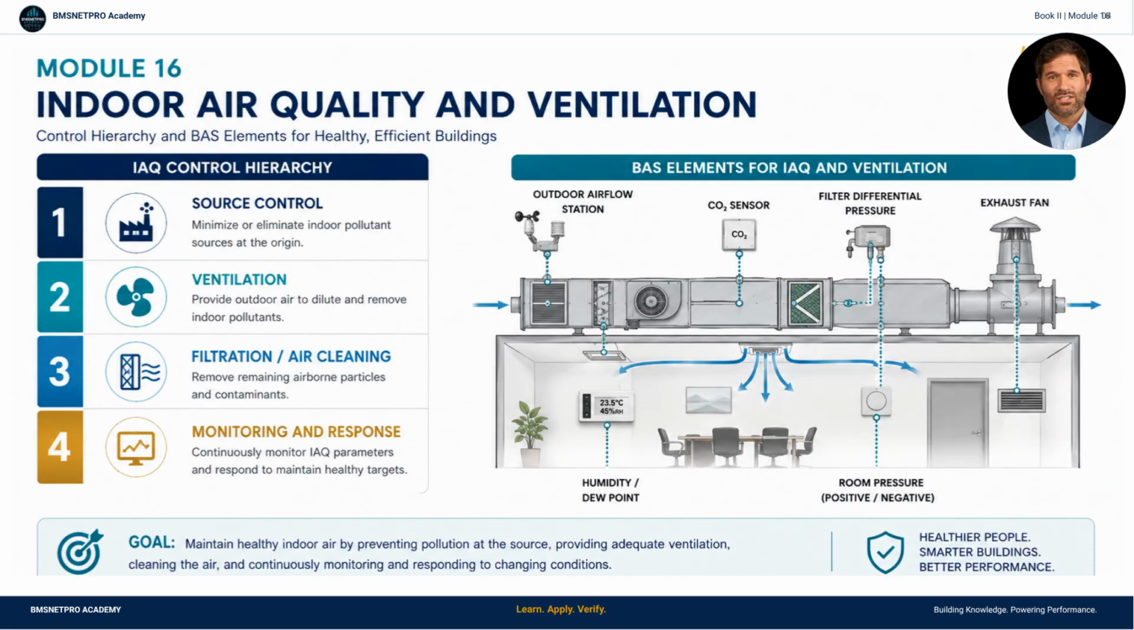This visual summarizes the module. On the left is the IAQ control hierarchy. Start with source control whenever possible, then provide ventilation to dilute and remove contaminants. Use filtration and air cleaning for the target contaminant. Finally, monitor and respond so the building continues to operate as intended. On the right, the BAS elements include outdoor airflow, CO2, filter differential pressure, humidity, dew point, room pressure, and exhaust. The key message is that IAQ is a system outcome, not a single sensor value.